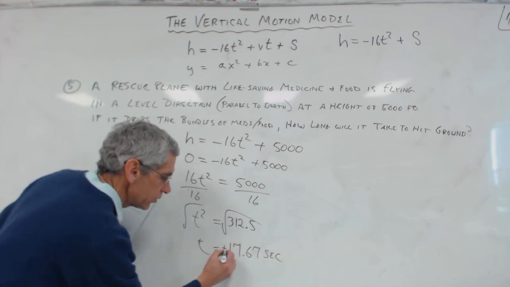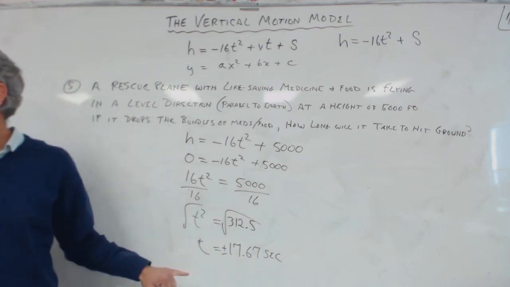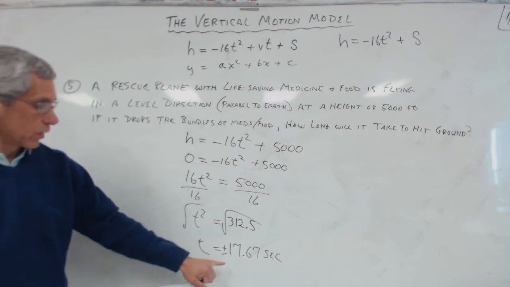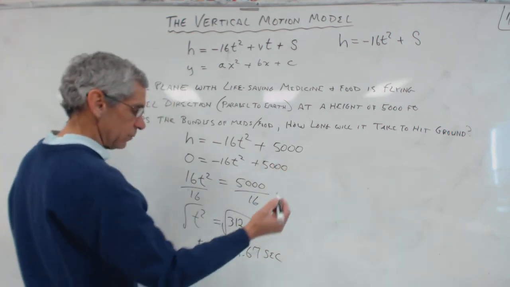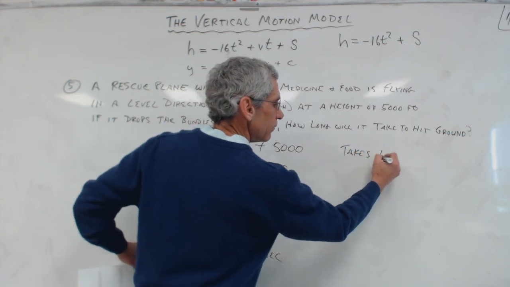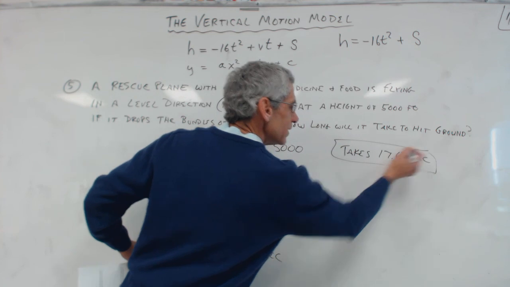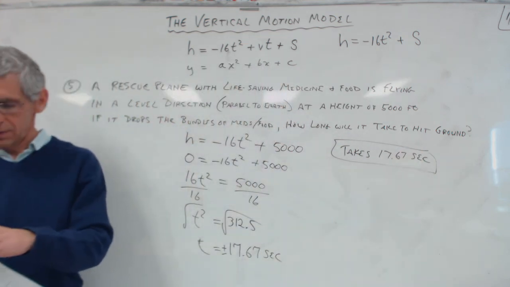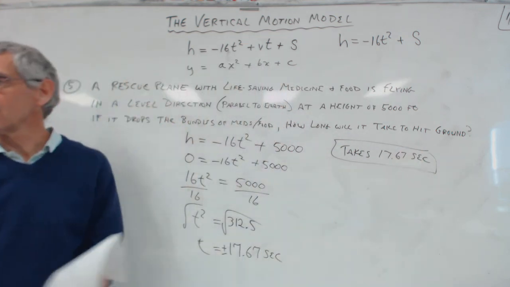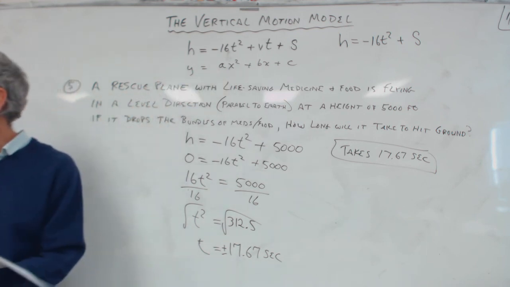Okay, so it's plus or minus, right? But what's the real answer? It's going to be positive, right? So it takes 17.67 seconds. It's so easy, right? Because you understand the quadratic formula. You understand these different parts and where they go. Does that make sense?